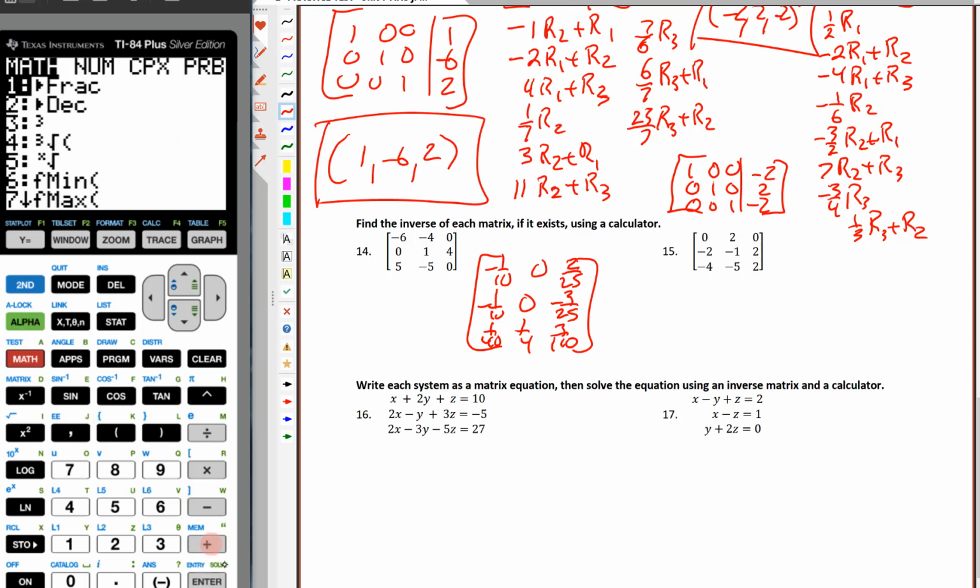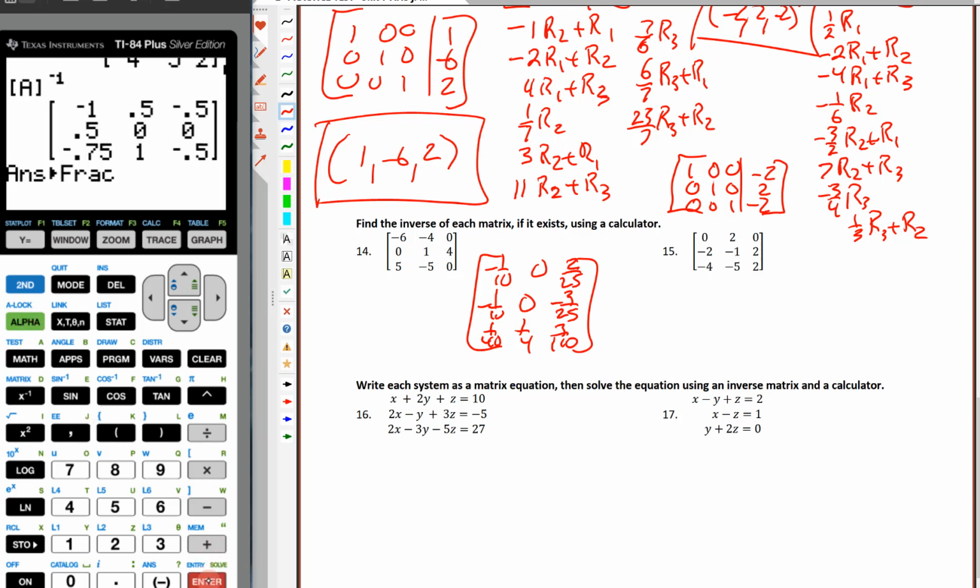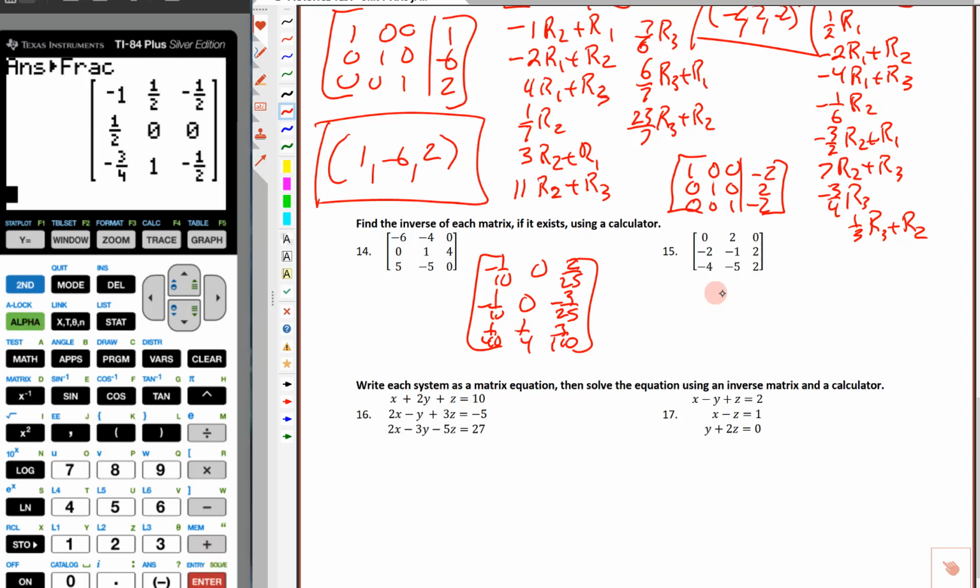We'll have it change it to a fraction, so we'll do math and fraction. And there it is. So the answer on this one is -1, 1/2, -1/2, 1/2, 0, 0, -3/4, 1, and -1/2. Okay, really easy. Just type it in the calculator, spits out the answer. And then it says write each system of equations as a matrix equation, and then solve the equation using inverse matrix in a calculator.